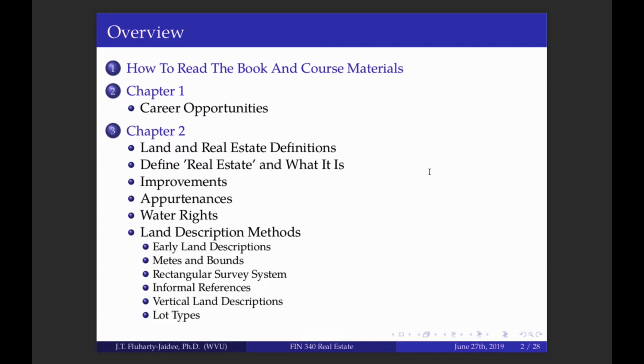And then we will move on to chapter 2, which is a bit more in-depth and deals with real estate definitions. What is land? What is real estate? What is real property? What are improvements or fixtures to those real properties? It's a hard one to say. Appurtenances, which are basically easement rights, which will actually be discussed in more detail in chapter 3. Water rights, and then land description methods, how they go about actually describing the land in the books, the lot plat books. And we will continue off with that with a bit of a discussion about lot types in the lot plat books. And that's it for this lecture.